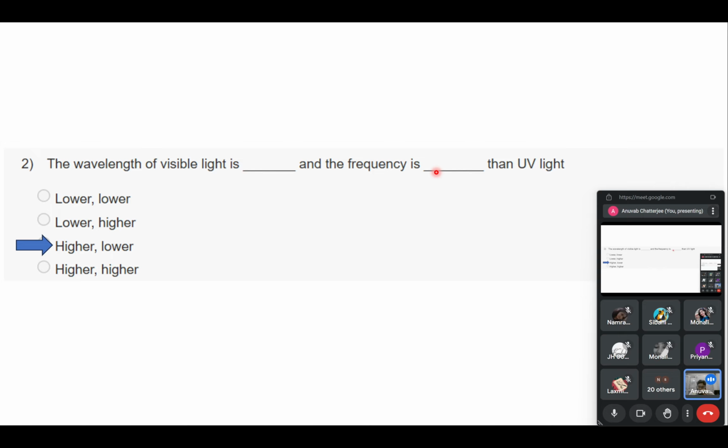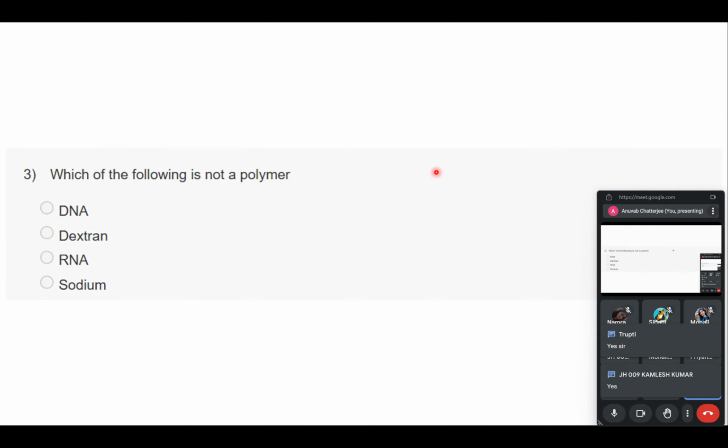obviously the energy content of visible light is lower than that of UV. That is why the frequency is also lower and the wavelength is higher. Is that okay with everyone? You can put a thumbs up in the chat if that's fine. Okay, Trupti says it's fine. Kamlesh also says it is fine.